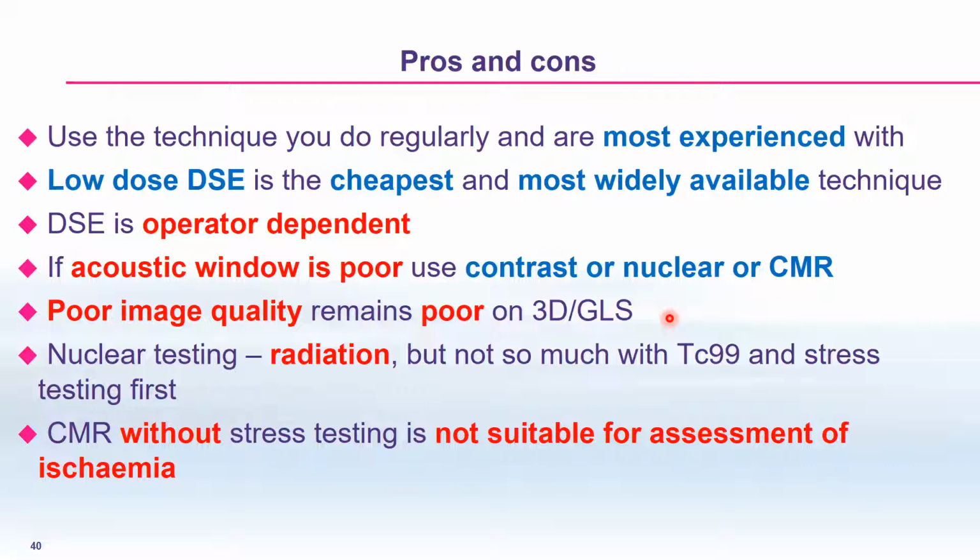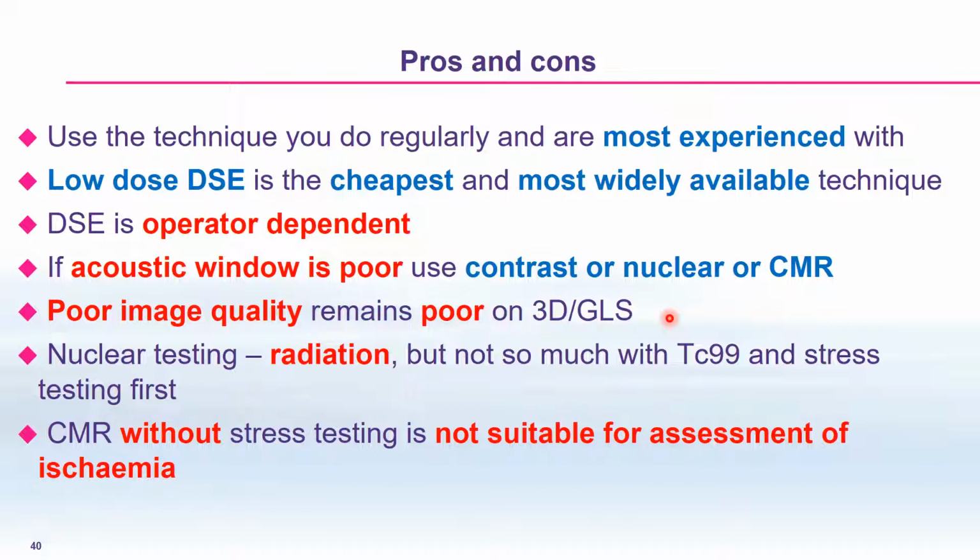If you have poor image quality, it doesn't matter if you do 3D acquisition or if you use strain and deformation. Your image has to be excellent. So if you do viability or ischemia imaging, your image has to be perfect, and only then can you use 3D and GLS on top of the image. With nuclear testing, yes, there is some radiation, but if you use technetium, there is much less radiation than with thallium.